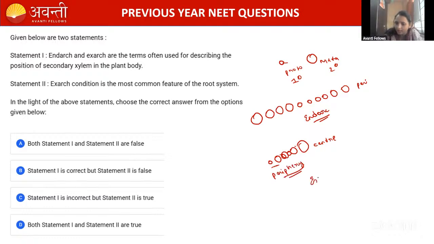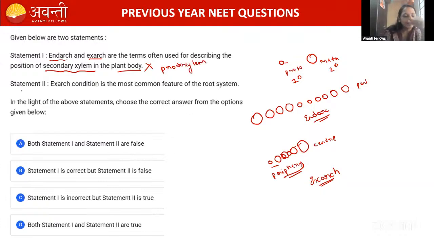This is called the X arc. X arc, right, guys? In the X arc, it is in the periphery. In the endarc, it is in the center. Here you can see endarc and exarch are the terms used for describing the position of the protoxylem in the plant body, not the secondary xylem.